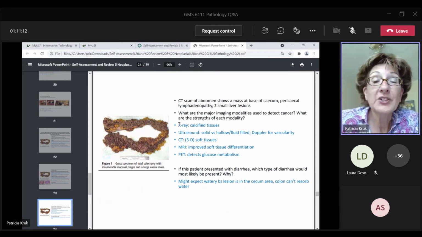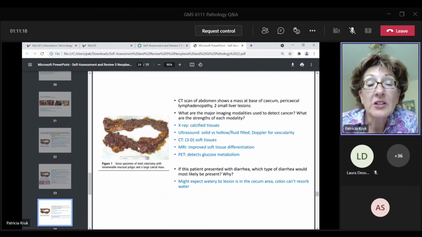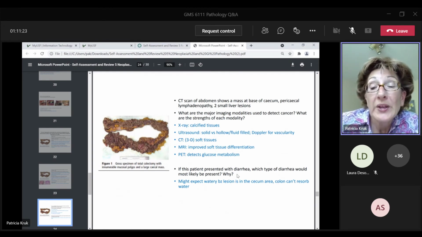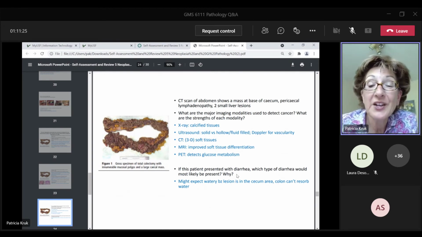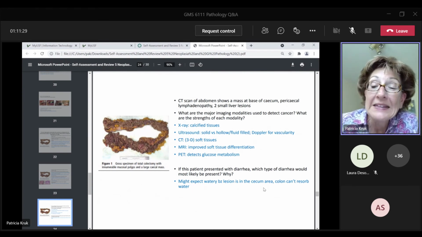So in our patient here who shows up with thousands of polyps in their lower large intestine, if this patient presented with diarrhea, what would we have? We have a lot of different kinds of diarrhea. Potentially, I would think watery, because in the cecum, the colon can't really resorb a lot of water, so a lot of that water might flow out.